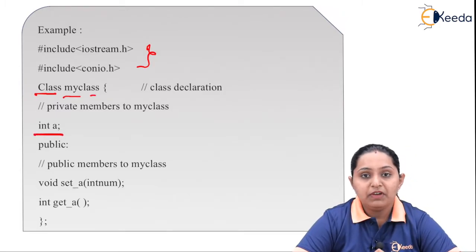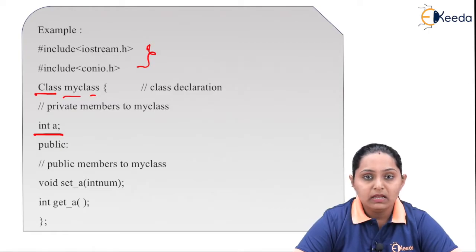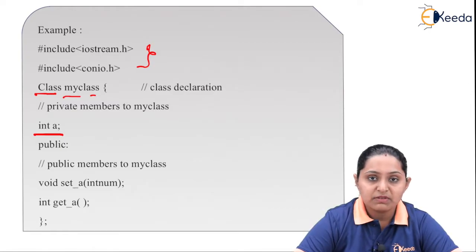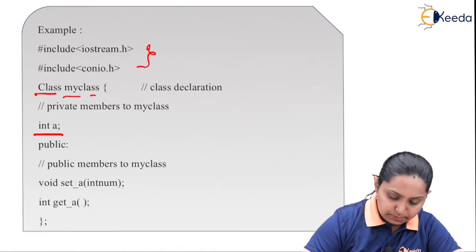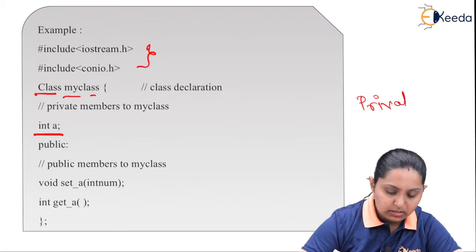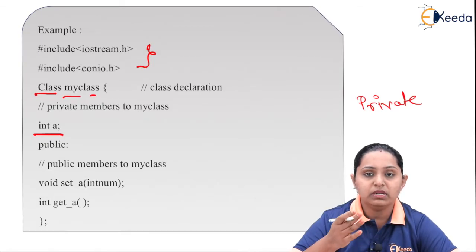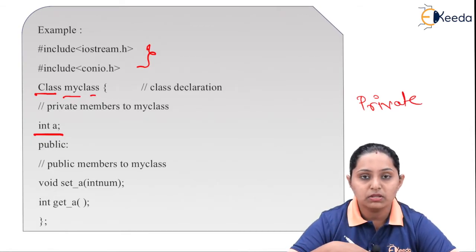By default, if I'm not specifying any access specifier, then the default access specifier is private. That means if you are not specifying any access specifier before the data or the member function, that data or those member functions will be declared as private.